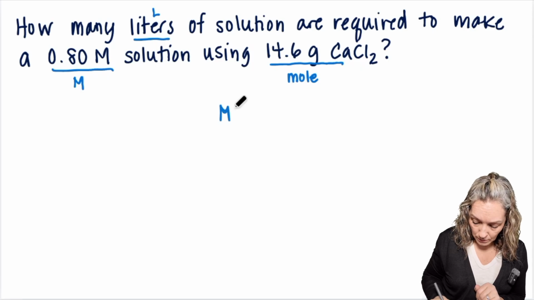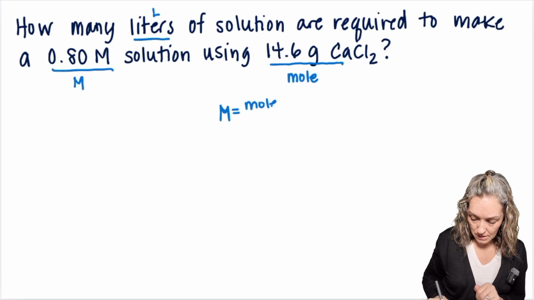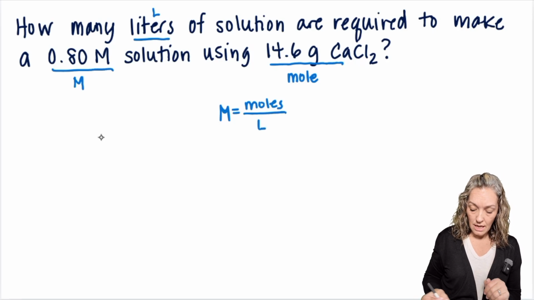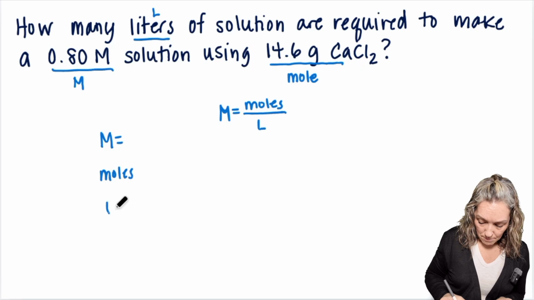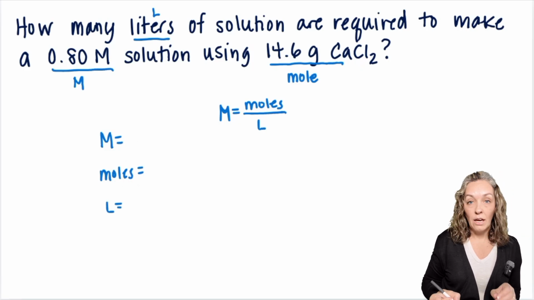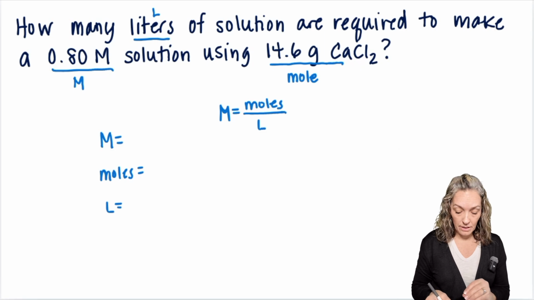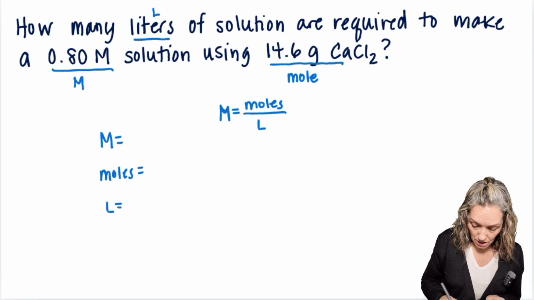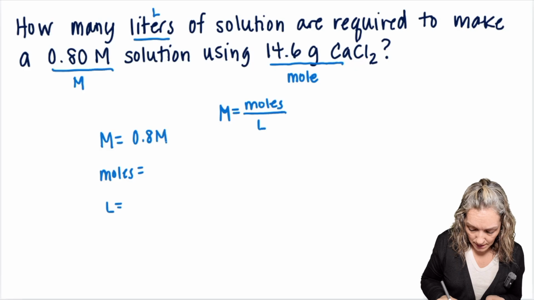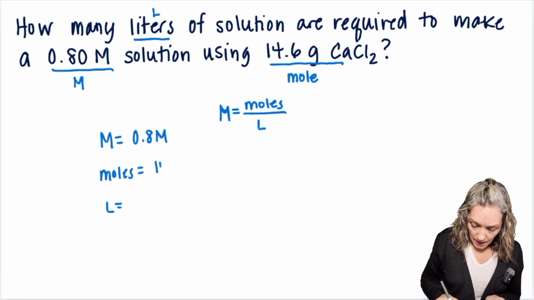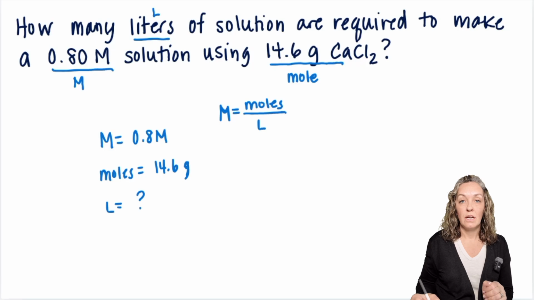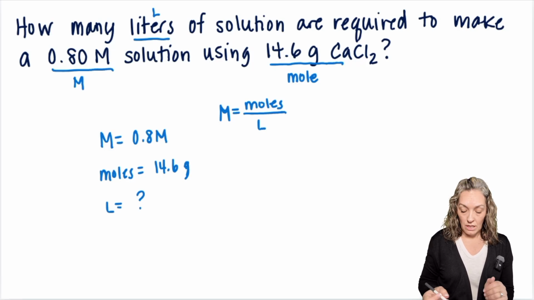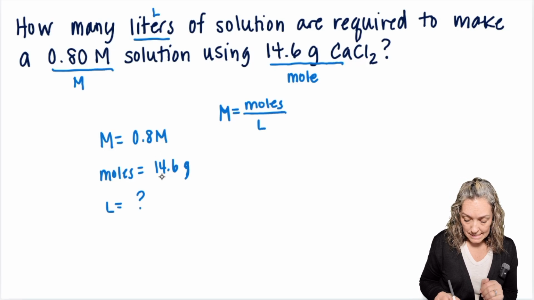My equation is molarity equals moles over liters. And I'm going to list all of my variables here on the side before I substitute in. Again, I always want to do this to make sure that I have everything in the right unit prior to substitution. 0.8 is my number for molarity. I'm given 14.6 grams, and I don't know my liters. Before I substitute in, I want to check my units. Molarity is fine, but moles is not.